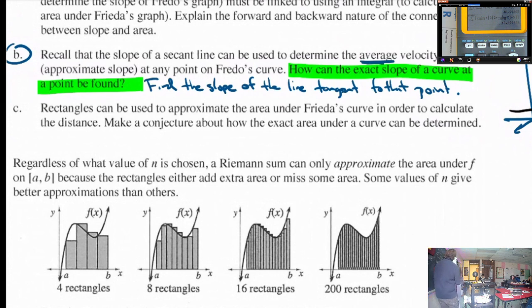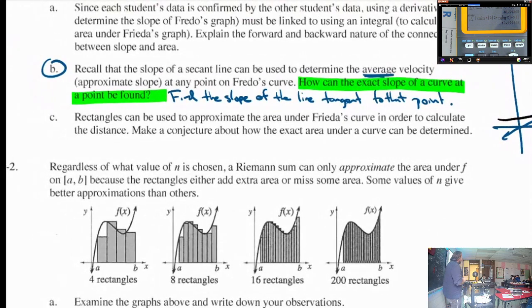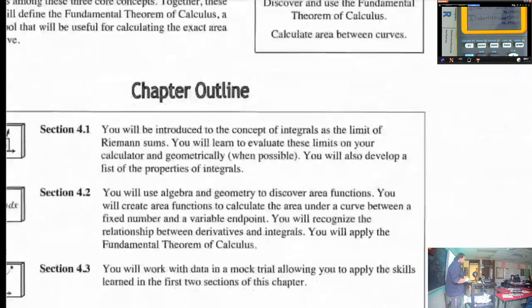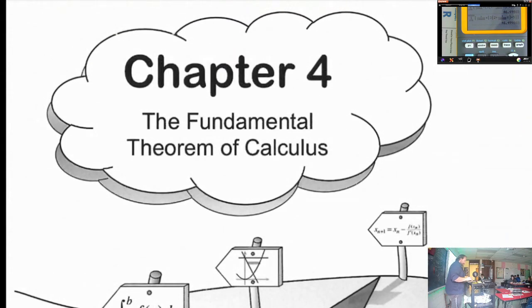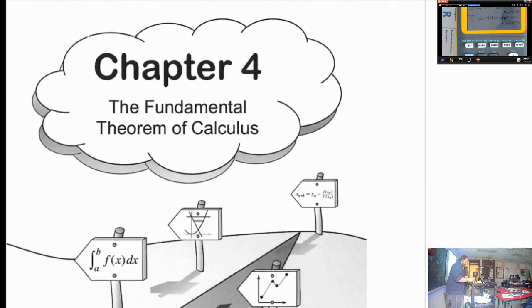Now, this is going to seem like a weird question out of left field because it has almost nothing to do with what we just talked about. Rectangles can be used to approximate the area under the curve in order to calculate distance. Make a conjecture about how the exact area under the curve can be determined. And believe me, these two things, question B and question C, are related, but that's what Chapter 4 is all about. Chapter 4 is called the Fundamental Theorem of Calculus, which can be summarized in basically one sentence.